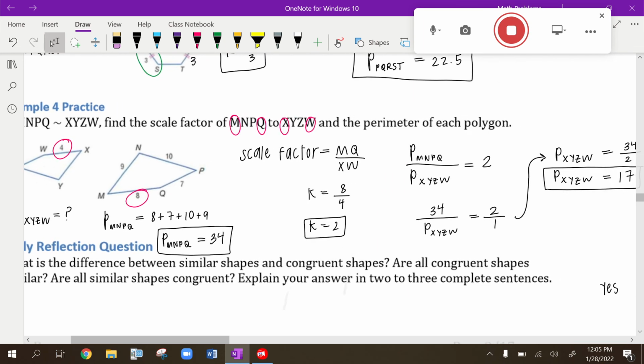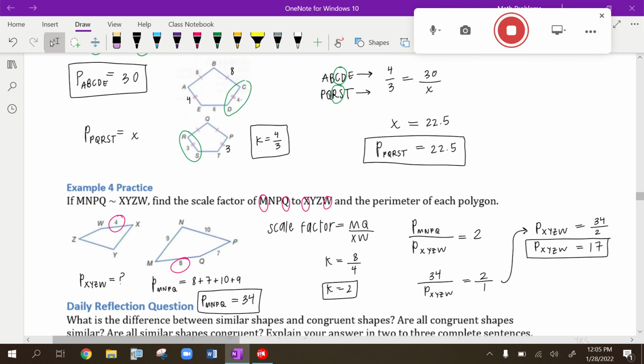Here's the correct answer for this problem. The perimeter of MNPQ is 34. The perimeter of XYZW is 17. And I knew that because the scale factor is 2.